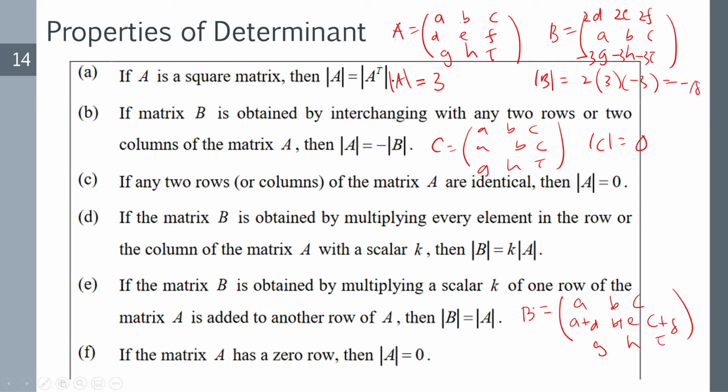Okay, and then the last one, if the matrix A has a row of 0, every element is 0, then your determinant is 0.